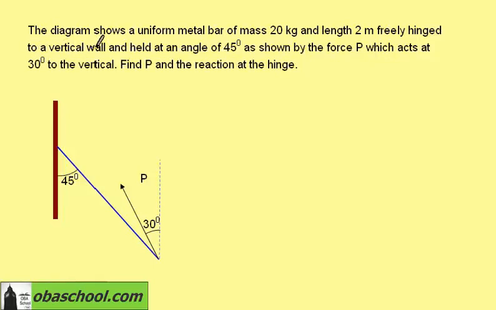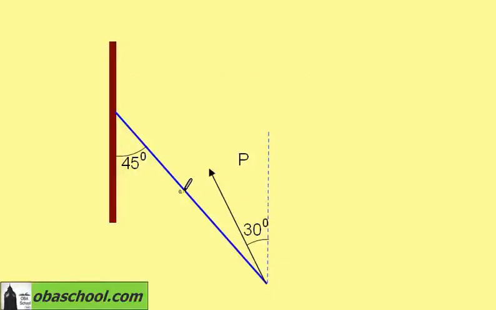The diagram shows a uniform metal bar of mass 20 kilograms and length 2 meters, freely hinged to a vertical wall and held at an angle of 45 degrees by the force P, which acts at 30 degrees to the vertical. We want to find the magnitude of P and the reaction at the hinge. I'm using an enlarged diagram here, as the diagram is going to get quite cluttered.